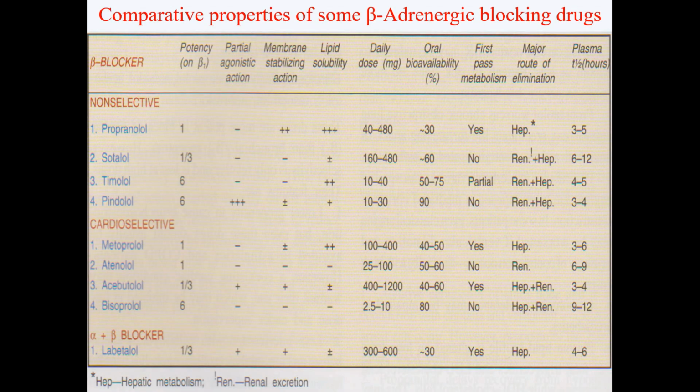And on this slide you can see comparative properties of some beta-adrenergic blocking drugs. Non-selective, cardioselective, alpha plus beta blockers, their potency, partial agonistic action, membrane stabilizing action, lipid solubility, daily dose, oral bioavailability, first pass metabolism, major route of elimination, plasma half-life.